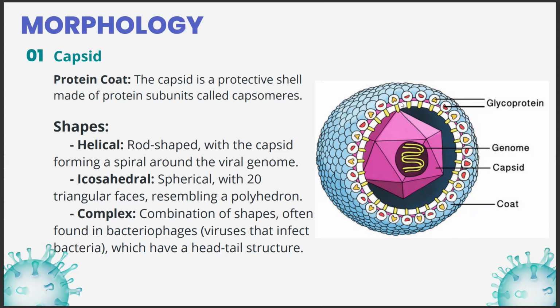Icosahedral, spherical with 20 triangular faces resembling a polyhedron. Complex, a combination of shapes often found in bacteriophages, viruses that infect bacteria, which have a head-tail structure. This is the structure of capsid, which has glycoprotein, inside the genome, then capsid, and outside is the coat.